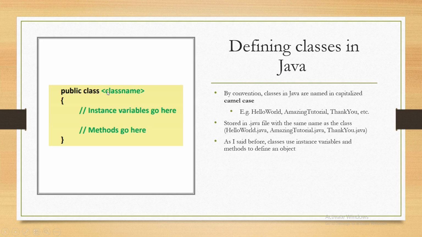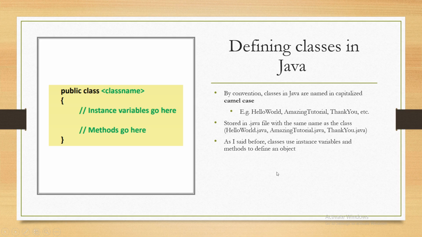So by convention, our class name has to be the same as our file name. So for example, if the class name is called HelloWorld, our .java file has to be HelloWorld.java. But if our class name is called HelloWorld and we give a file name AmazingTutorial.java, it wouldn't work. So by convention also, our classes in Java are named in capitalized camel case, as you can see here.